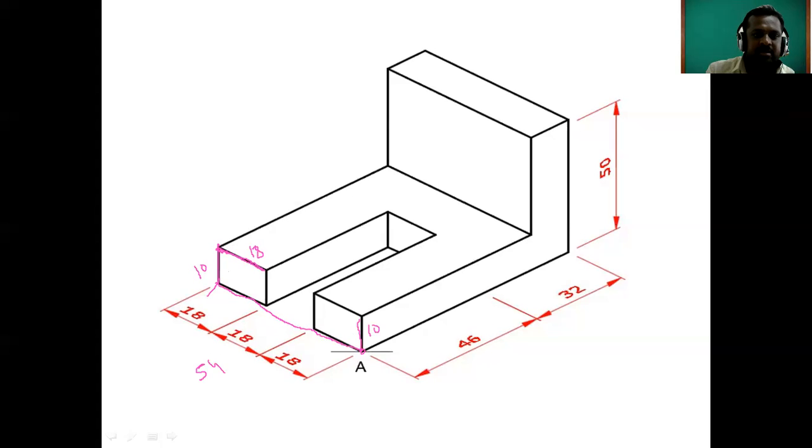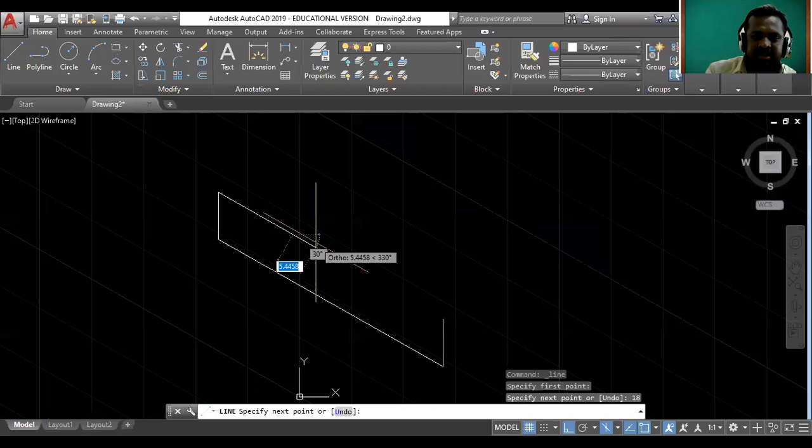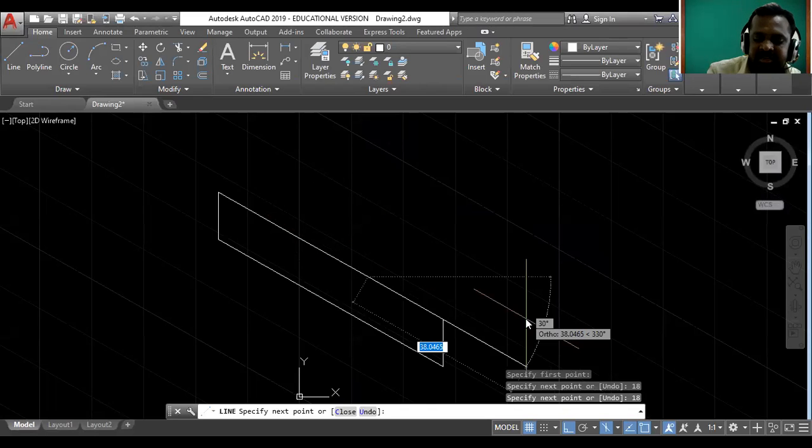Take the line. Then from this point it is the 18. Enter. Then next, again it is 18. Enter. And then again it is 18.